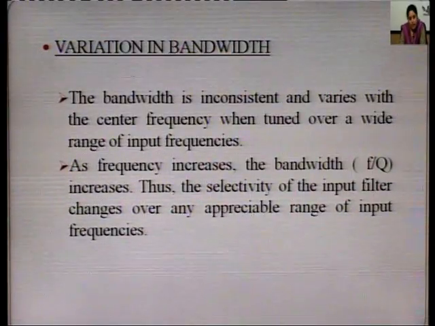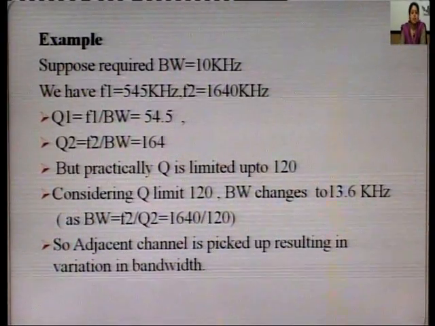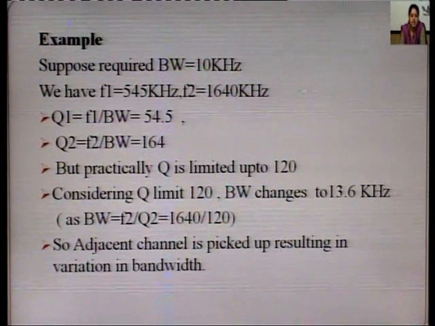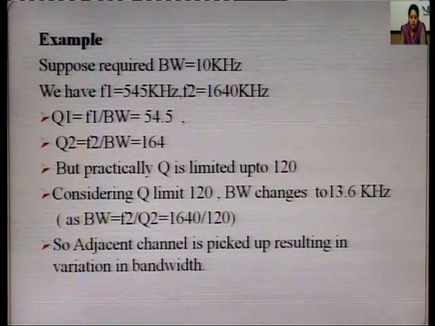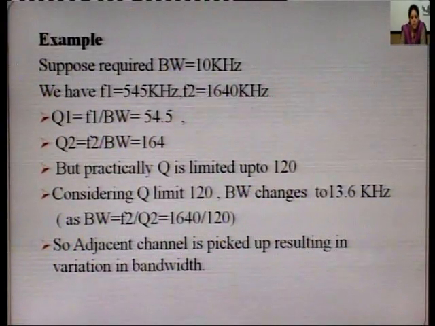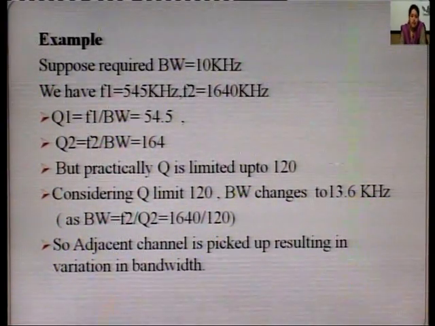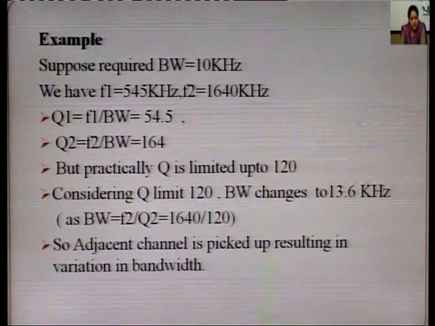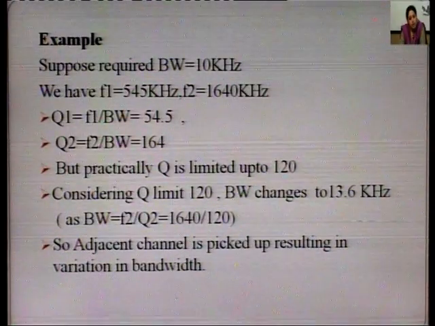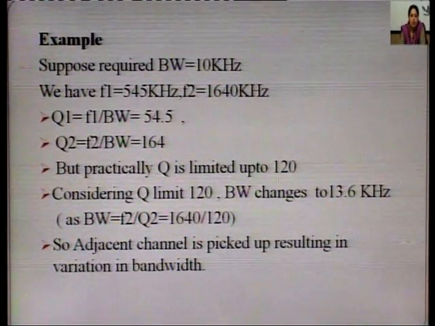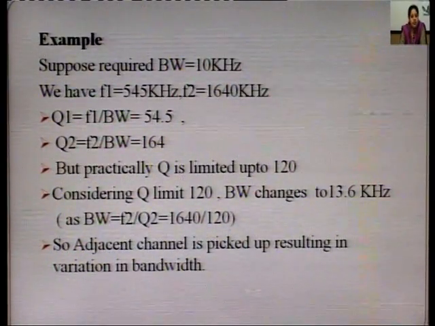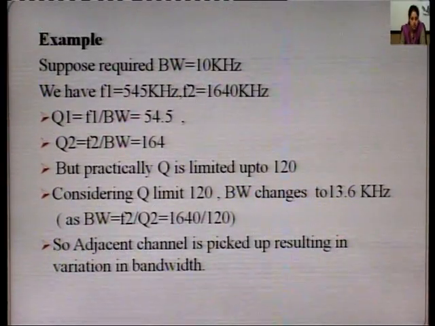Now, this can be explained with an example. Suppose we required a bandwidth of 10 kHz, and we know that your TRF has the frequency range of 545 to 1640 kHz. So, you have the lower frequency 545 kHz and the higher frequency 1640 kHz. Quality factor with respect to these two frequencies, quality factor 1 and quality factor 2, we know quality factor is equal to frequency by bandwidth. Corresponding to these two frequencies, you have quality factor 1 as f1 divided by bandwidth, that is 54.5, and quality factor 2 as f2 divided by bandwidth is 164.